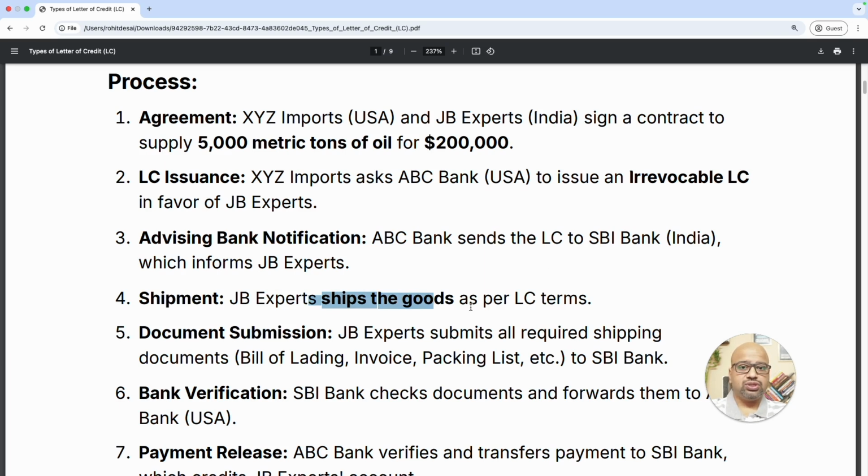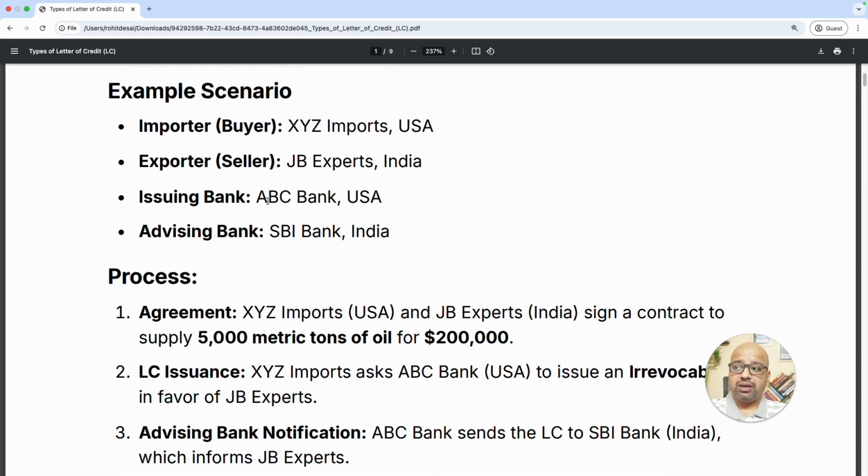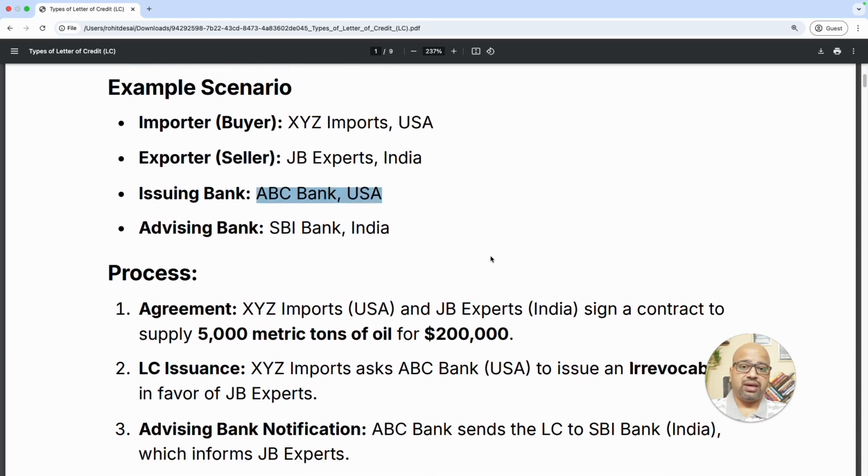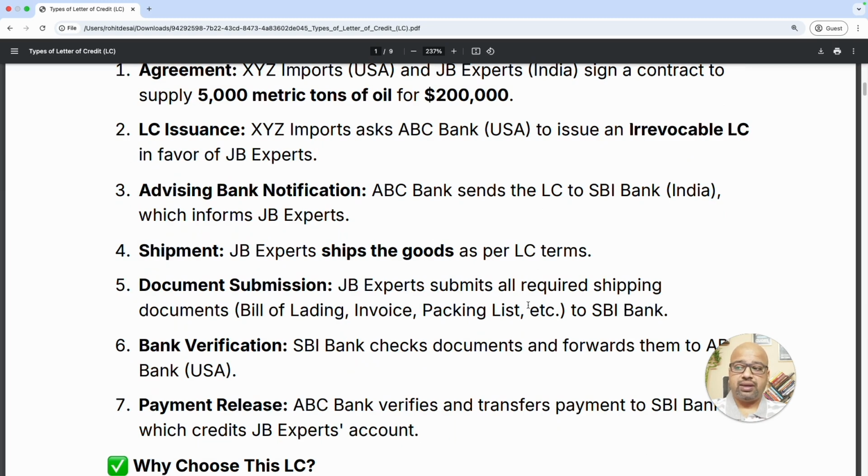And once the goods are ready, as per LC terms, I'll produce all the documents to the bank, which is my SBI bank. I'm not going to deposit any documents directly to ABC Bank. It has to go through my bank, which requires submitting all the shipping documents: bill of lading, invoice, packing list, photocopies, etc. That we'll discuss in the later slides.